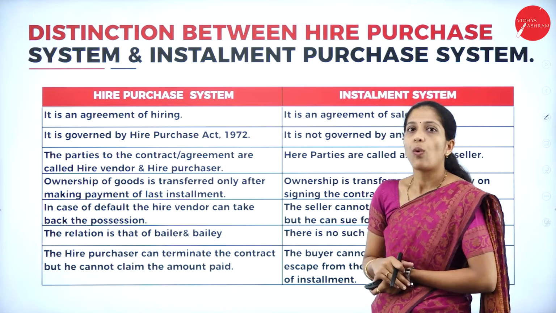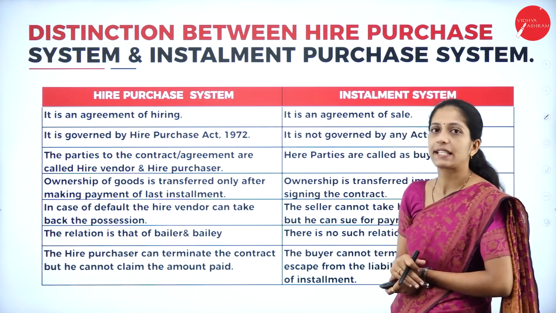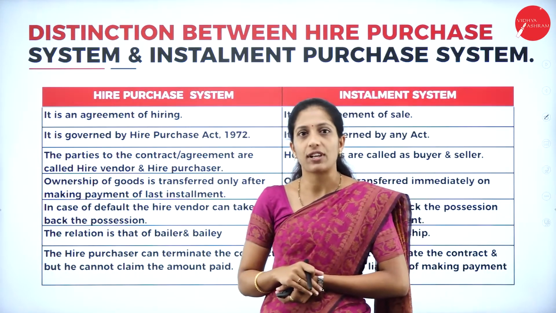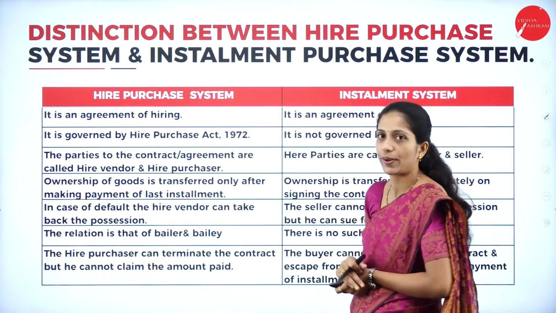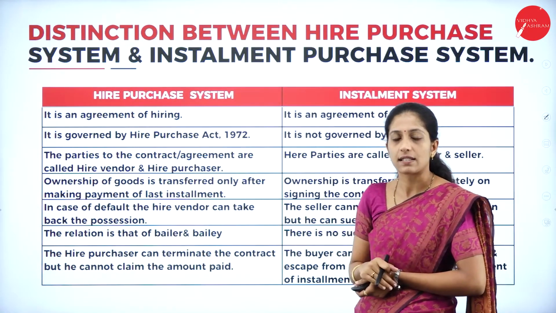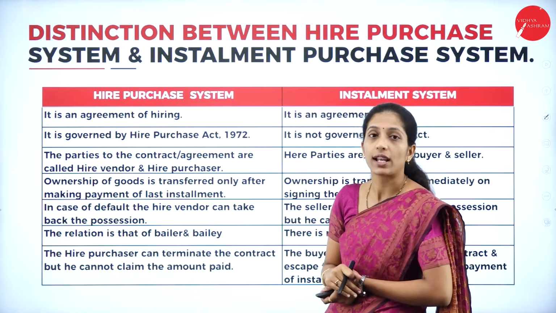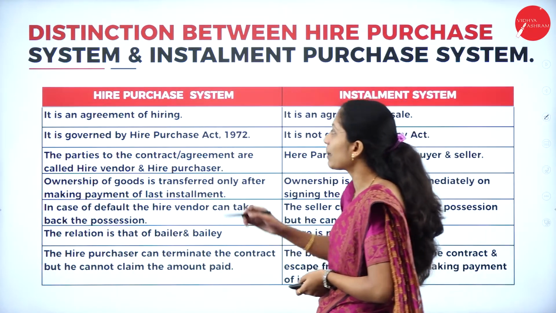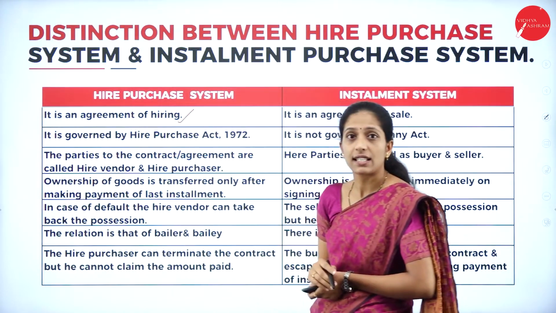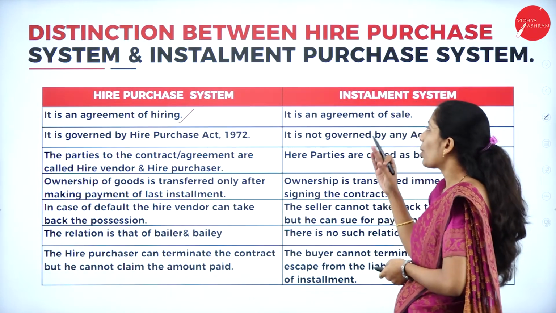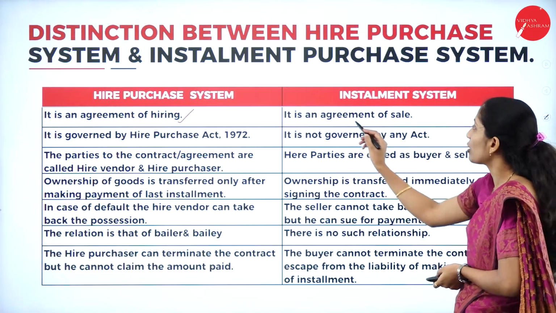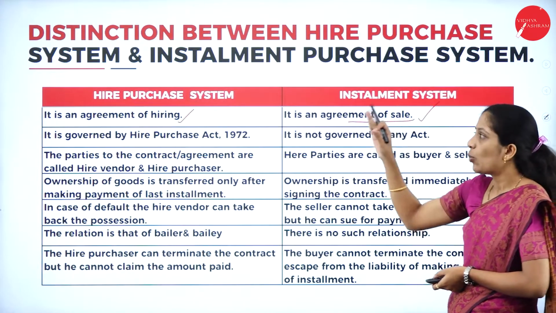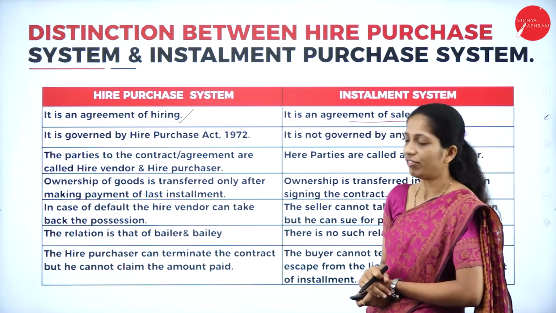Now let us see what is the difference between hire purchase system and installment purchase system. I have already told you one of the differences. Let us see quickly what are the differences between hire purchase system as well as installment system, and this is a very important 10 marks question. Hire purchase system is the agreement of hiring, whereas installment system is the agreement of sale. So installment system is the agreement of sale, whereas hire purchase system is the agreement of hiring.